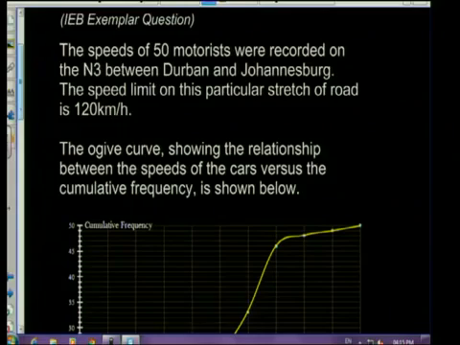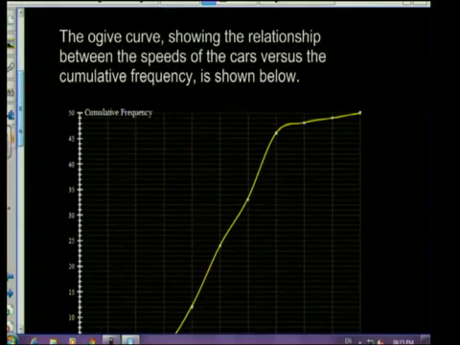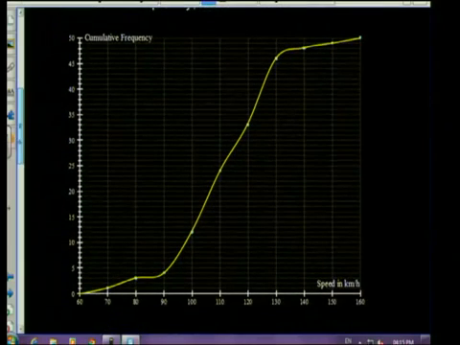It says the speed of 50 motorists were recorded on the N3 between Durban and Johannesburg. The speed limit on this particular stretch of road is 120 kilometers per hour. The ogive curve showing the relationship between the speeds of the cars versus the cumulative frequency is shown below. So there we go. I've got an ogive curve.